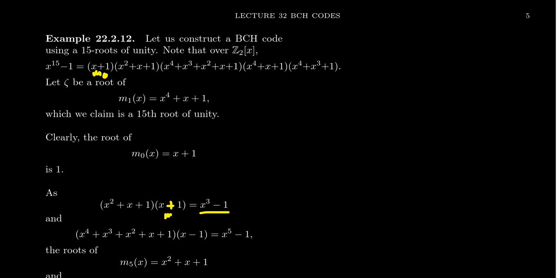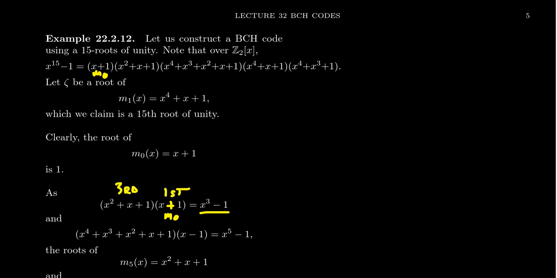The roots of this polynomial are going to be third roots of unity. This is the first root of unity. So then the other two third roots of unity, because there should be three total, are going to be the roots of this polynomial, which is in fact irreducible. You can check very quickly that 0 and 1 are not roots. So this is going to be our third roots of unity. And this is our first root of unity.